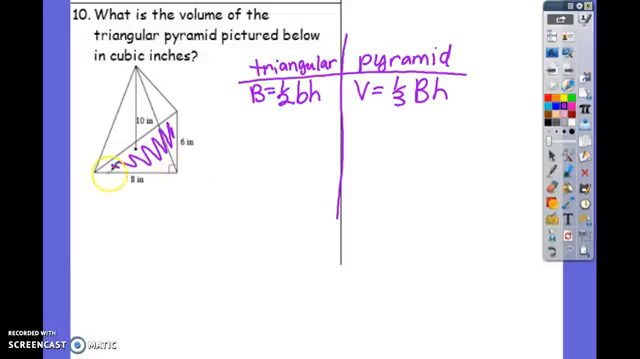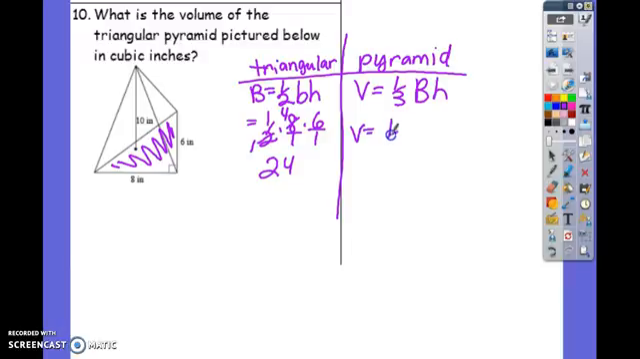So we're going to use 6 times 8 to find the base of the triangle. 1/2 times 8 times 6. We can make our 8 and our 6 look like fractions, and we can cancel out the 2. 2 divided by 2 is 1. 8 divided by 2 is 4. So we have 4 times 6 gives me 24.